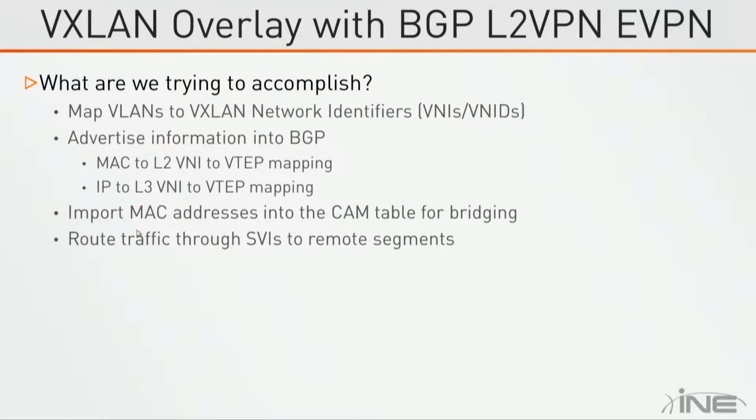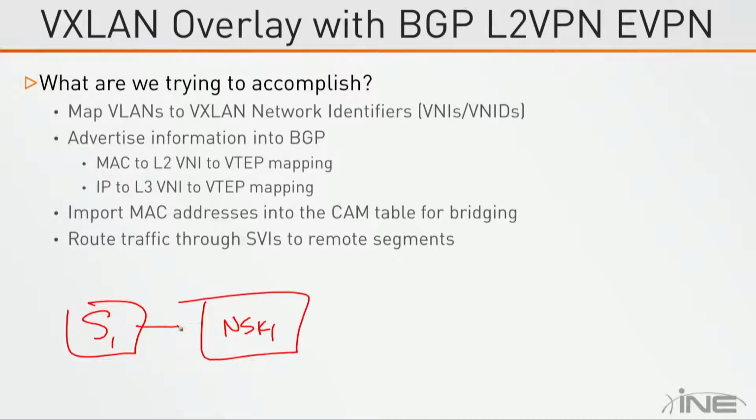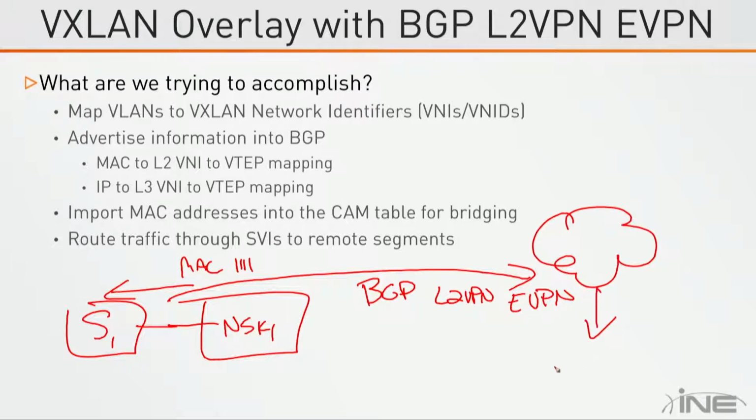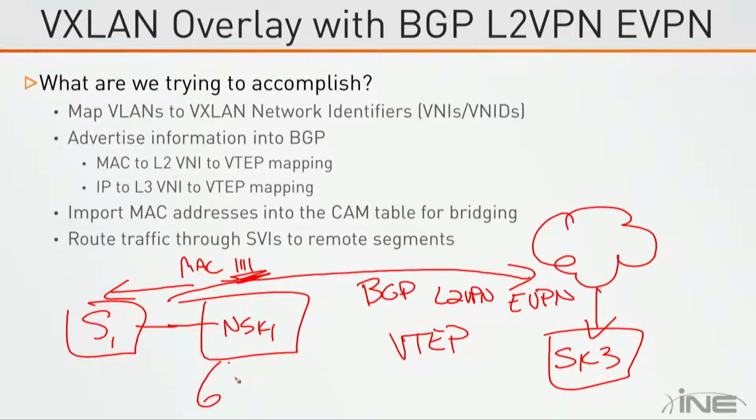So what's going to happen is that we're first going to be learning the MAC address of the server. So we have server 1 that's physically attached to 5K1. From its point of view, it's going to know that the MAC address of 1111 is reachable out that particular port. And then we're going to send this information as a BGP L2 VPN EVPN advertisement towards the other remote leaf switch, which in our case is going to be 5K3. 5K3 is then going to know, hey, if I want to reach that particular MAC address, I'm going to go to the VXLAN tunnel endpoint that is the loopback address of 11151, or whatever IP address that box has configured.